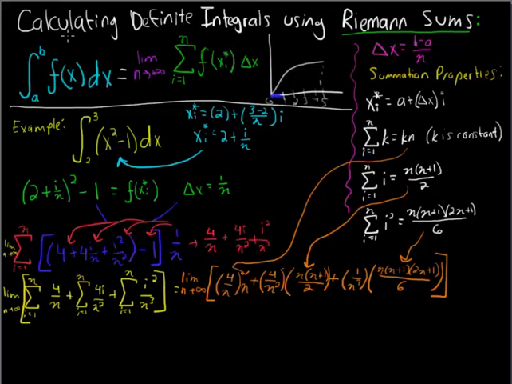Today we'll be evaluating definite integrals using Riemann sums. So the Riemann sum is equivalent to the integral from a to b, or b to a, whatever, of f of x dx, and it is the limit as n approaches positive infinity of the sum from i equals 1 to n of f of x sub i times delta x.